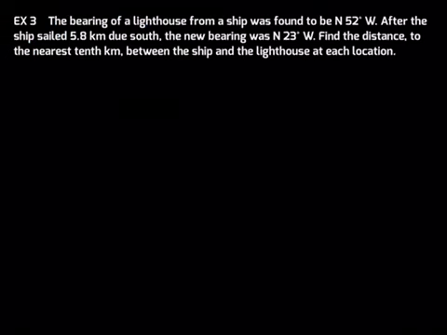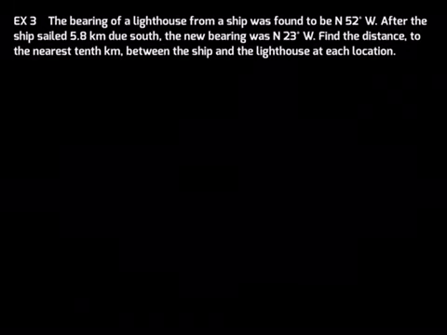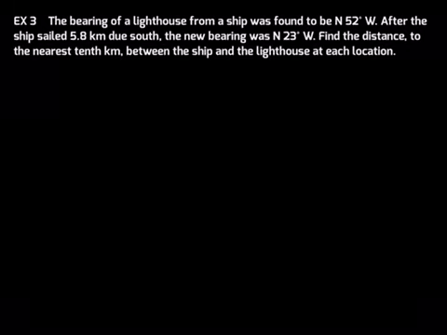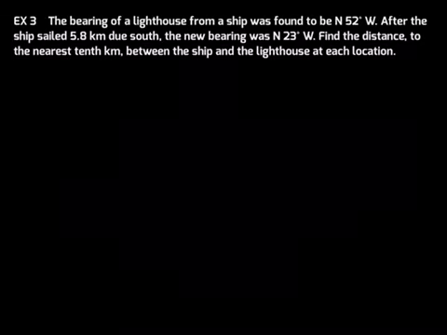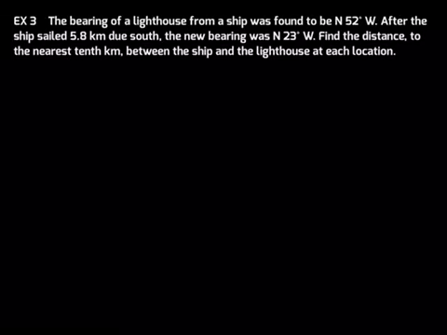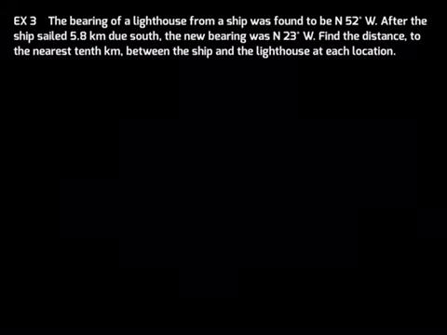Okay, guys, here we go. Example 3. The bearing of a lighthouse from a ship was found to be north 52 degrees west. After the ship sailed 5.8 kilometers due south, the new bearing was north 23 degrees west. Find the distance to the nearest 10th kilometer between the ship and the lighthouse at each location.